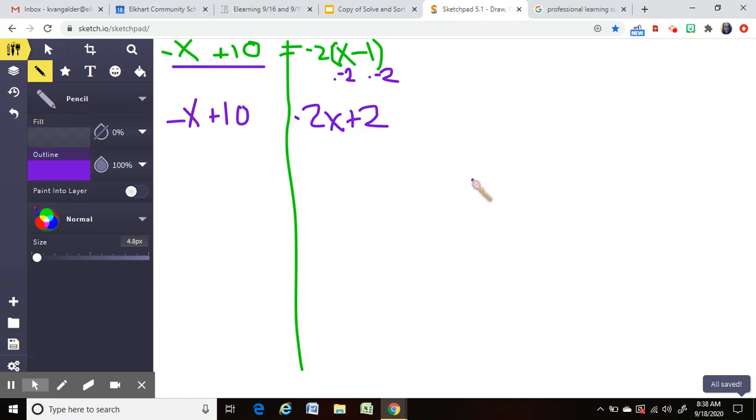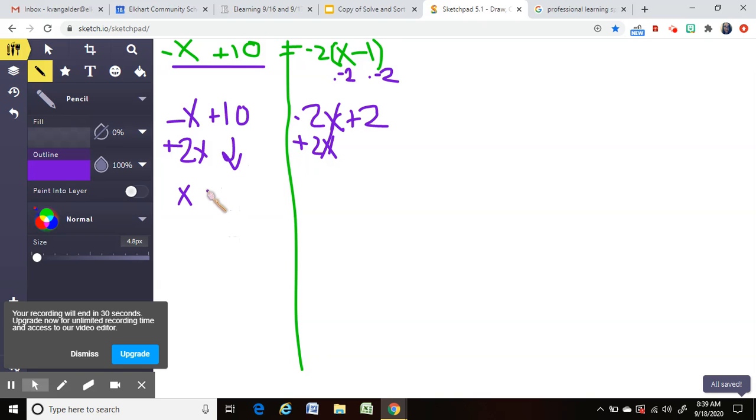Now I need to look at my x's, my variables. Pro tip, go with the one that's smaller, get rid of it. So I have negative 1x and negative 2x. Negative 2x is smaller, so I need to get rid of it. Do the opposite operation. So that's negative, add. That's how we get to 0. That's how we get it to cancel. What I do on one side, I must do the other. So that is going to leave me with x. Bring my leftovers down.